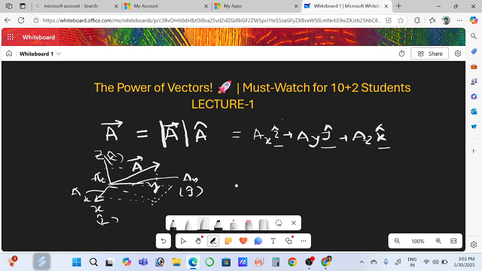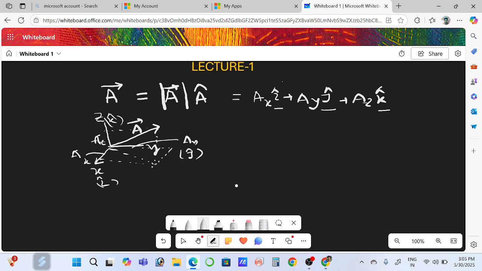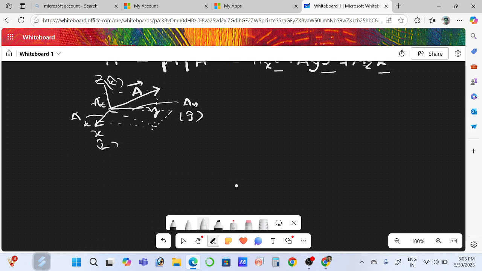Now, what we need to do is some addition or subtraction of vectors. So we have certain rules for addition and subtraction of vectors. Suppose you need to add these two vectors, vector A and vector B. There are two laws actually. One law is called the triangle law, and another law is the law of parallelogram. So what is the triangle law? The first law.